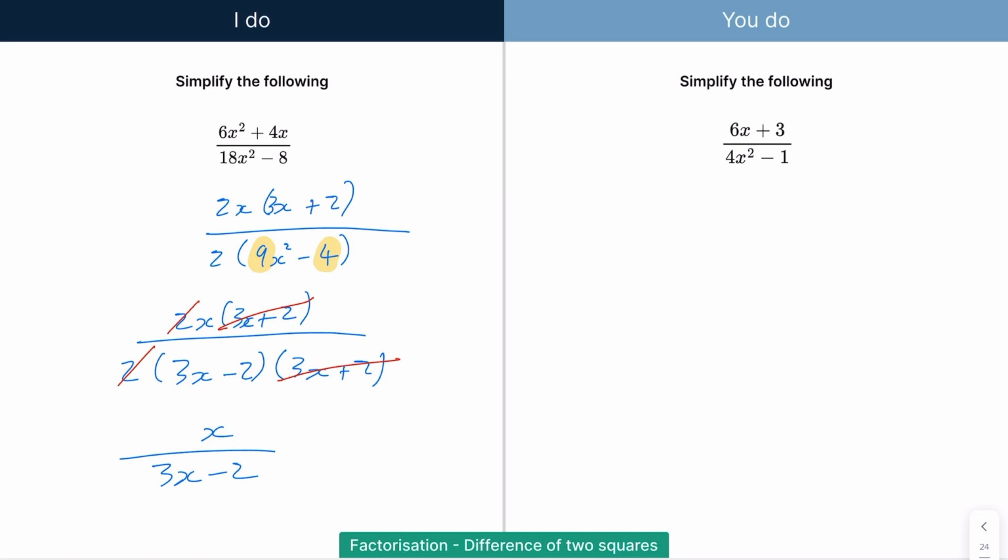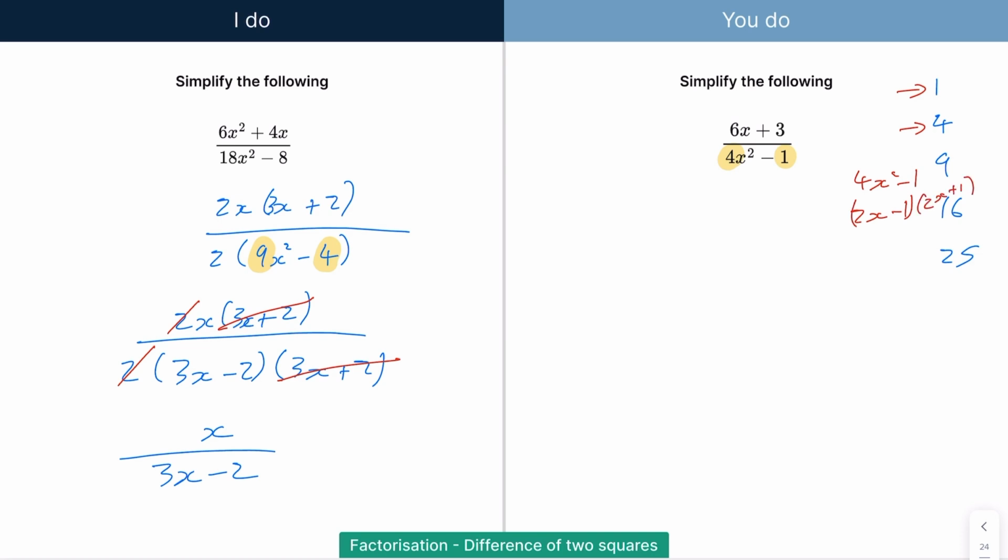Again, I can see two square numbers. So the difference of two squares means two square numbers are being subtracted from each other. So that's this square number and that square number. And just as a reminder, square numbers are, so that's 1 squared, 2 squared, which is 4, 3 squared is 9, 4 squared is 16, and so on. And here we can see we have got 4 and we've got 1. And they're both being taken away from each other, so that's 4x squared minus 1. And we can write that as 2x minus 1 and 2x plus 1.